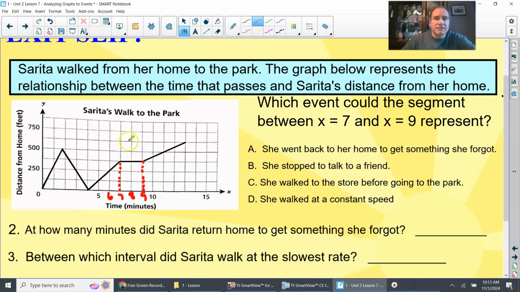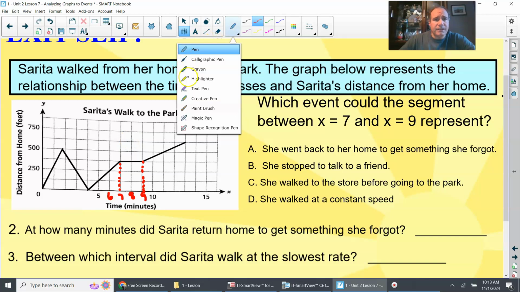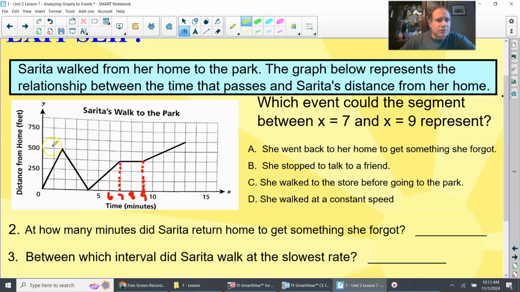And just remember what I said to begin this whole lesson. We are talking about distance from home. It is not speed now. Sometimes it's speed, but now it is distance from home. So if this is distance from home right here to here, she is not covering any distance in those 2 minutes. So she went back home? No, she did not go back home. She did not cover any distance, but she did not turn back home. She stopped to talk to a friend. That is possible, so we're going to put a check mark.